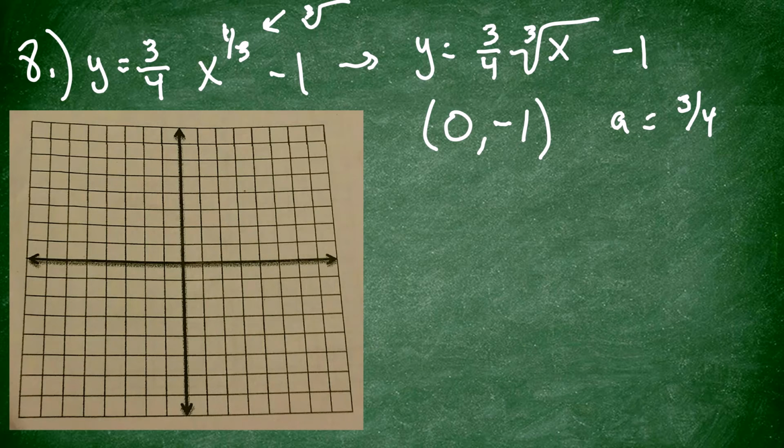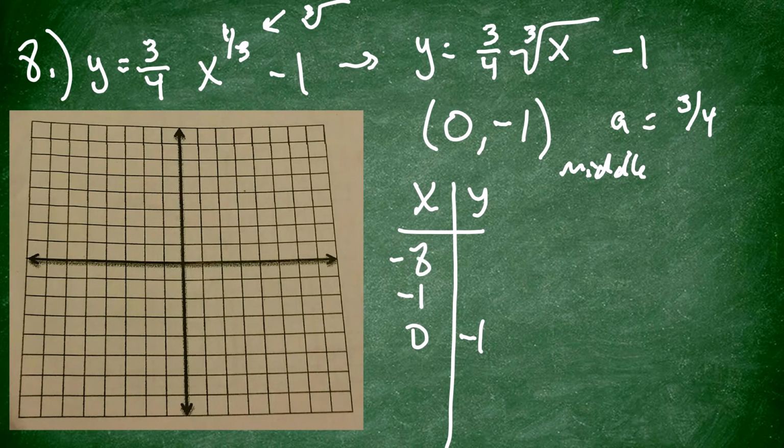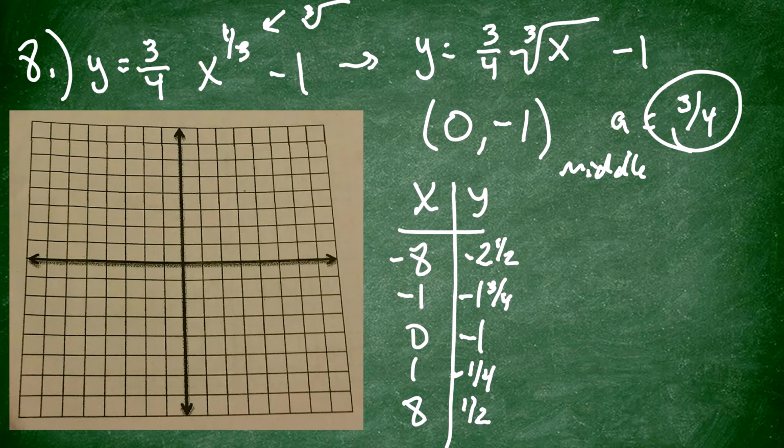Now once again, because it's a cube root, it's a middle point. So I make my xy chart. I put 0, negative 1. Now I got negative 1, negative 8 for my x's. Positive 1, positive 8, because I did h minus 1, h minus 8, h plus 1, h plus 8. Now, I'm going to use my a trick to get the rest of them. So negative 1 plus 3/4 is negative 1/4. Negative 1/4 plus 3/4 is positive 1/2. Now when I go backwards, I get negative 1 and 3/4. And then I get negative 1 and negative 2 1/2. That's just using the a trick.